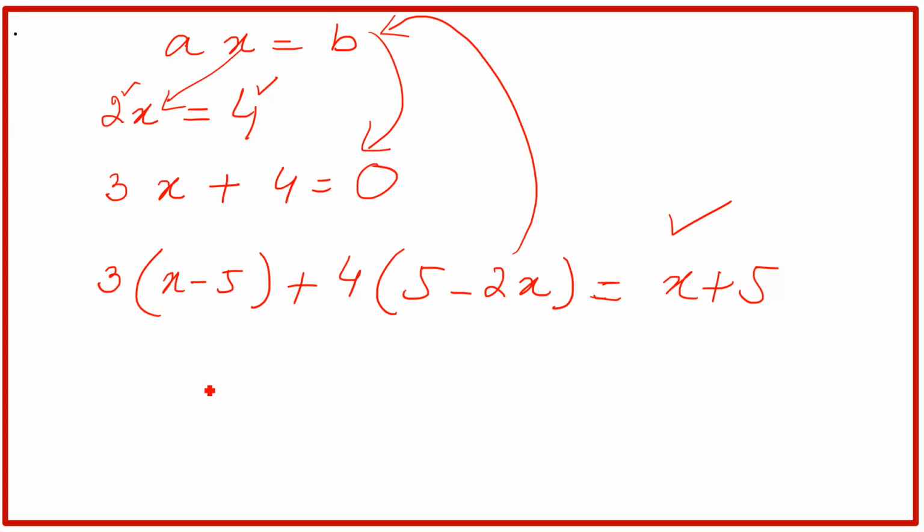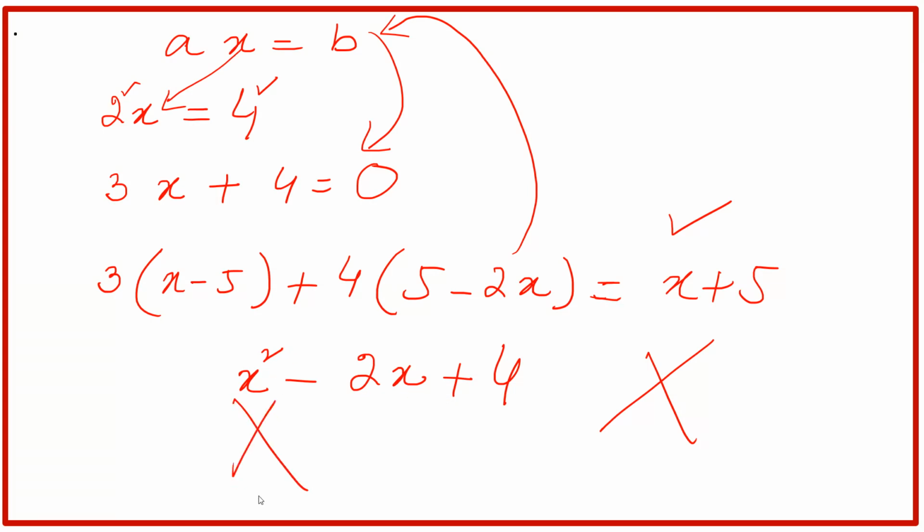If you have an equation like x square, this is called the exponent or power, minus 2x plus 4, is this linear? This is not linear. Linear means you can say on the same line or same pattern. So see, this is x, this is x square. Because of this square, this is not linear.